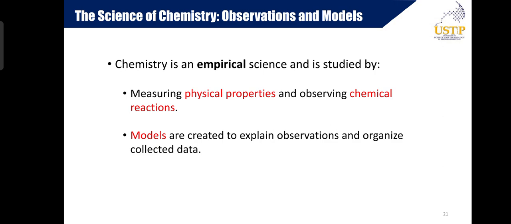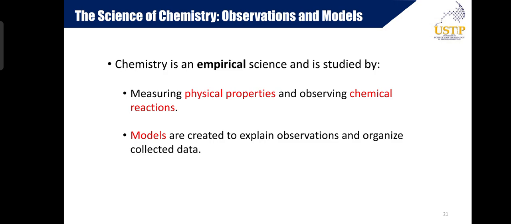Chemistry is an empirical science. So when you say empirical, what does it mean? It is based on observation. It is based on experiments. It can be explained thoroughly, and it is not just a simple theory or simple gossip from our neighborhoods. It is being studied by measuring physical properties and by observing chemical reactions.